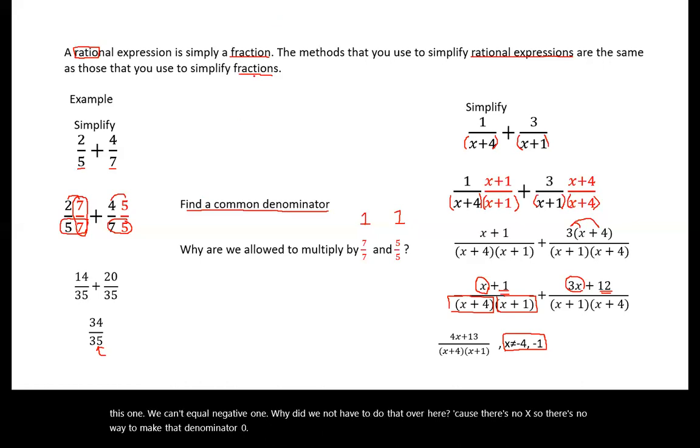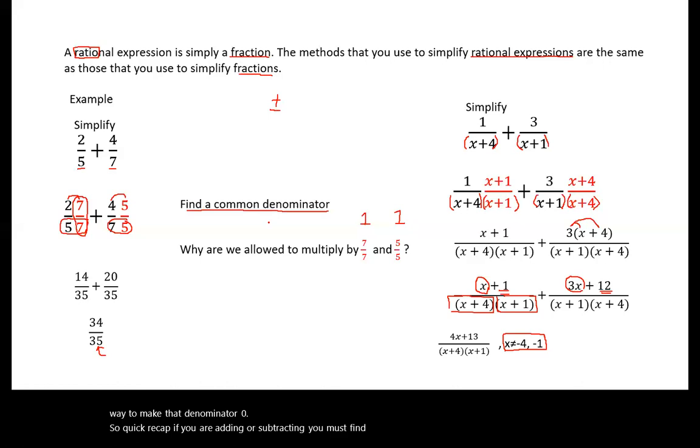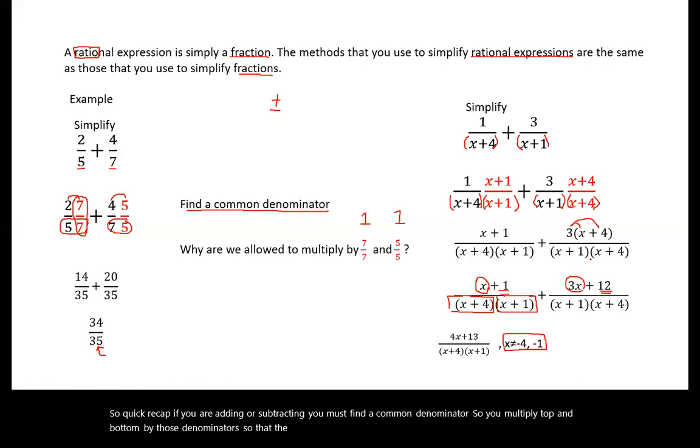So quick recap, if you are adding or subtracting, you must find a common denominator. So you multiply top and bottom by those denominators so that the denominators look the same. Then do some good math.